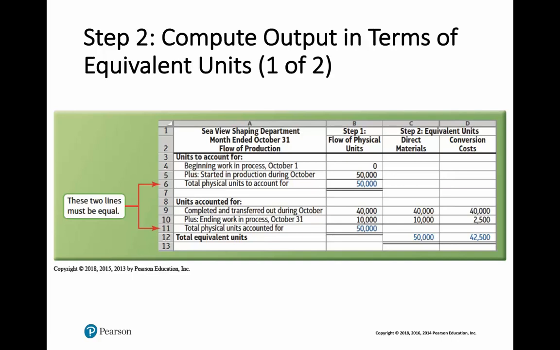So that's step one. Step two, we compute our output in terms of equivalent units. For step two, we look at the second half of our equation from step one, which is the units accounted for. This is columns C and D in our Excel chart. For equivalent units, we break down into columns. One is direct material, the other is conversion. That's our two categories of manufacturing costs, because remember, as we said, for process costing companies, we don't look at direct labor and manufacturing overhead separately, we combine them.